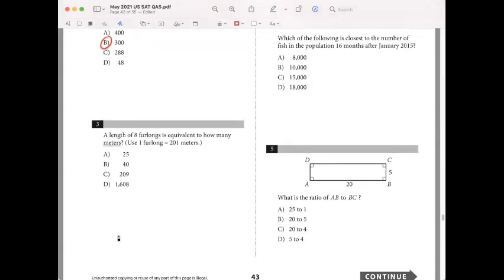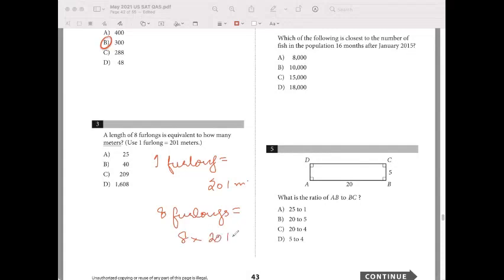Okay. Question 3. A length of 8 furlongs is equivalent to how many meters? 1 furlong is given as 201 meters. So 8 furlongs would be 8 multiplied by 201 meters, which is 1608 meters. Option D.